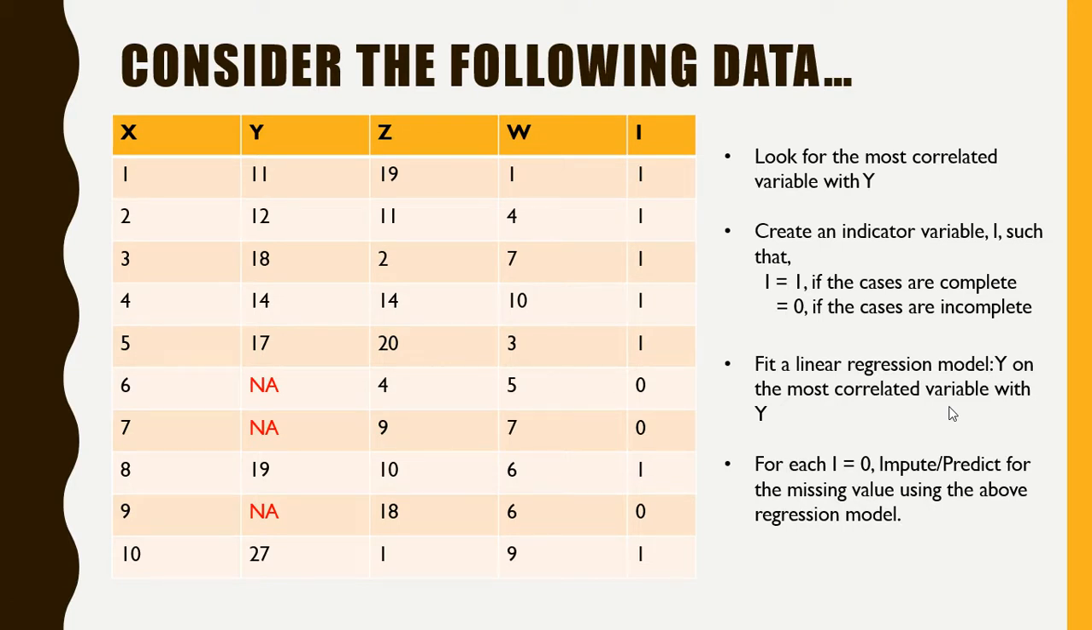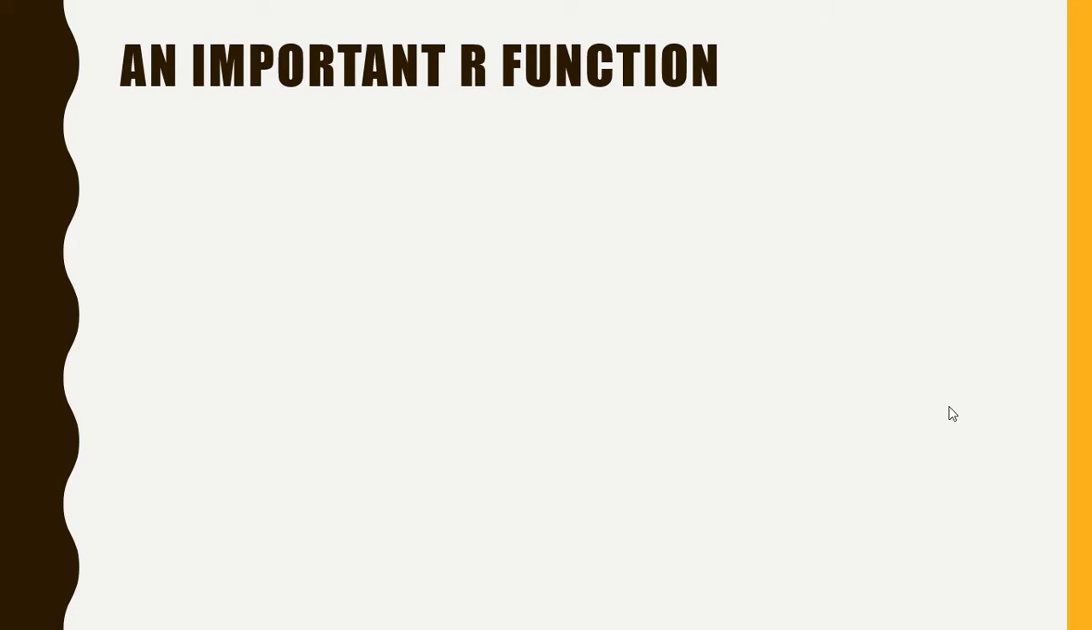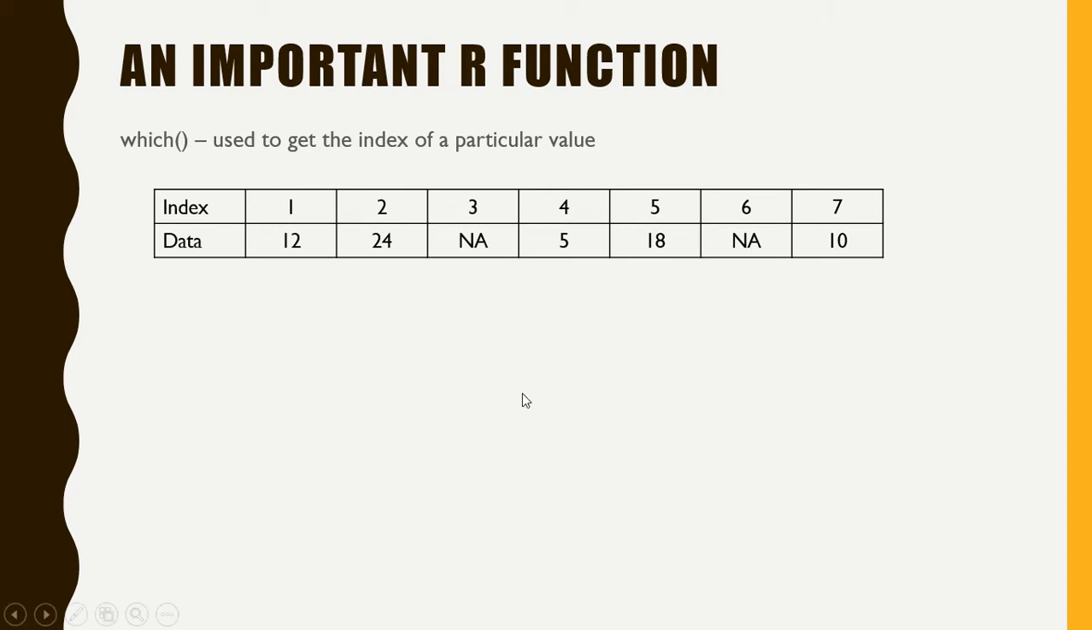Now, before we can do all these things in the R programming language, I want to talk about a very important function which I'm going to use while writing my code to impute the missing values. That function is the which function. The which function is used to get the index of a particular value. For example, consider this data set, and we have the index for this data. The first value is 12, the second value is 24, the third is the missing value represented by NA, the fourth one is 5, and so on.